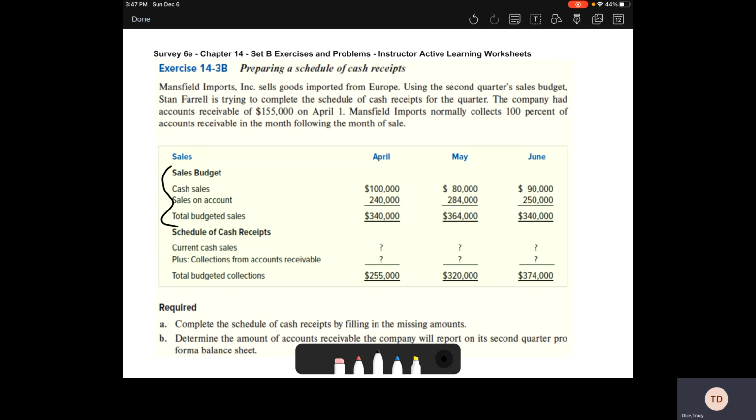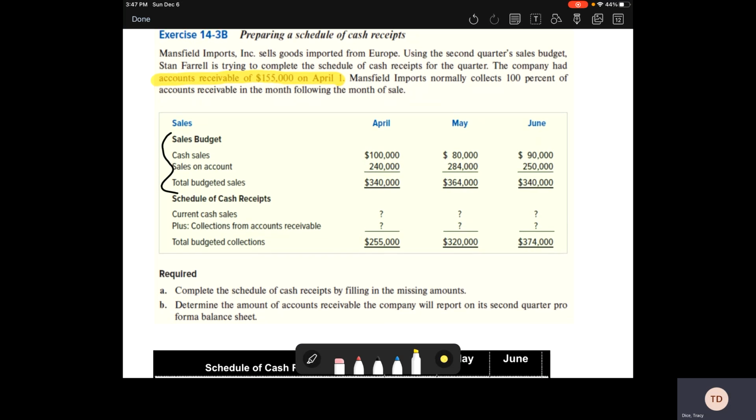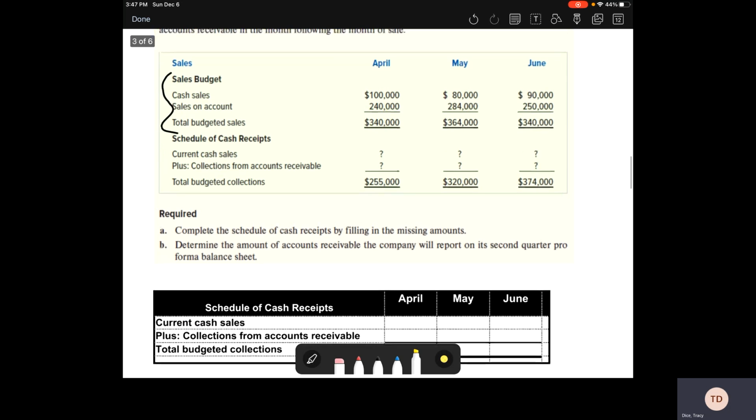And the company held accounts receivable of $155,000 on April 1st. And we normally collect 100% of our accounts receivable in the month following the month of the sale. So what we've got to do is fill in these blanks. We need to complete this schedule of cash receipts.